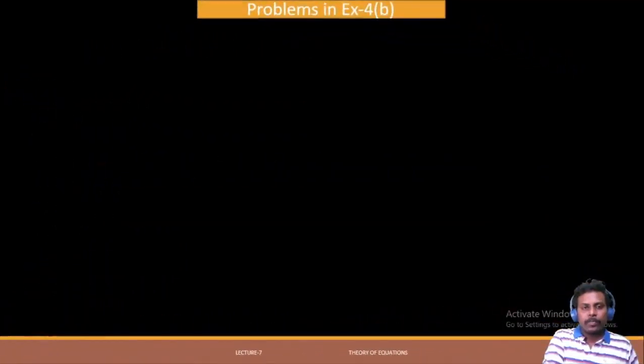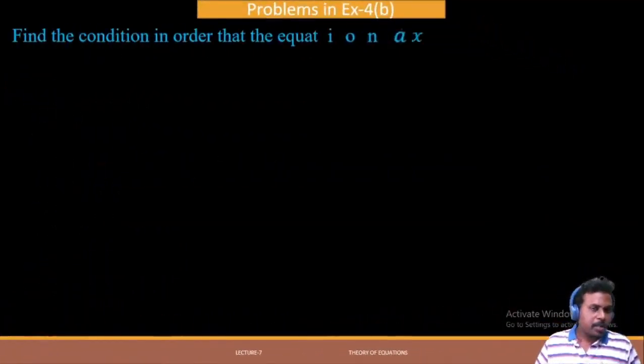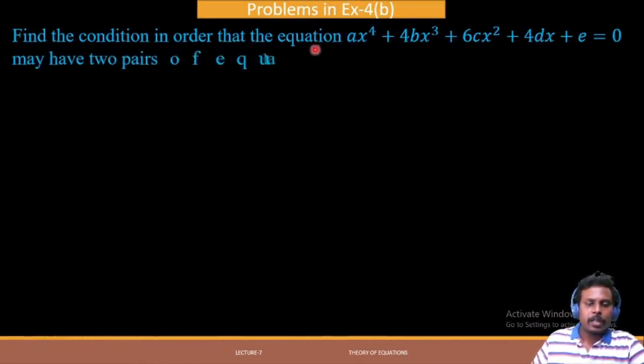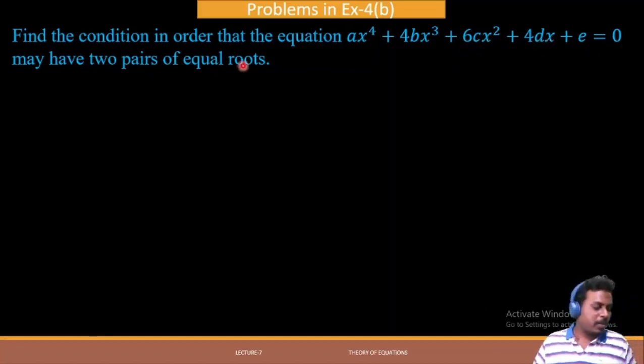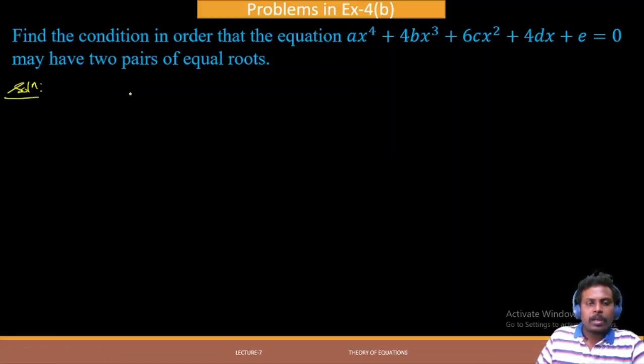Okay, here is our next problem. Find the condition in order that the equation ax power 4 plus 4bx cube plus 6cx square plus 4dx plus e is equal to 0 may have two pairs of equal roots. Okay, now let us see how to solve this problem. Here is the solution. We have seen for a biquadratic equation, if two pairs of equal roots are given, then we know how to take the roots.